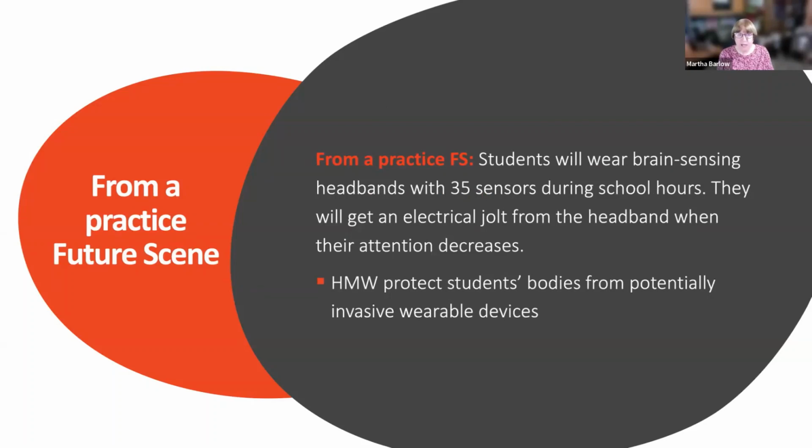From a practice future scene, you can come up with a variety of KVPs. So the practice future scene here said that students will wear brain sensing headbands with 35 sensors during school hours. They will get an electrical jolt from the headband when their attention decreases. And that seems a little not right. But anyway, a goal could be, how might we protect students' bodies from potentially invasive wearable devices? Now, if you've been paying attention to all of the KVPs we've come up with, you can see that they're across quite a spectrum so far.